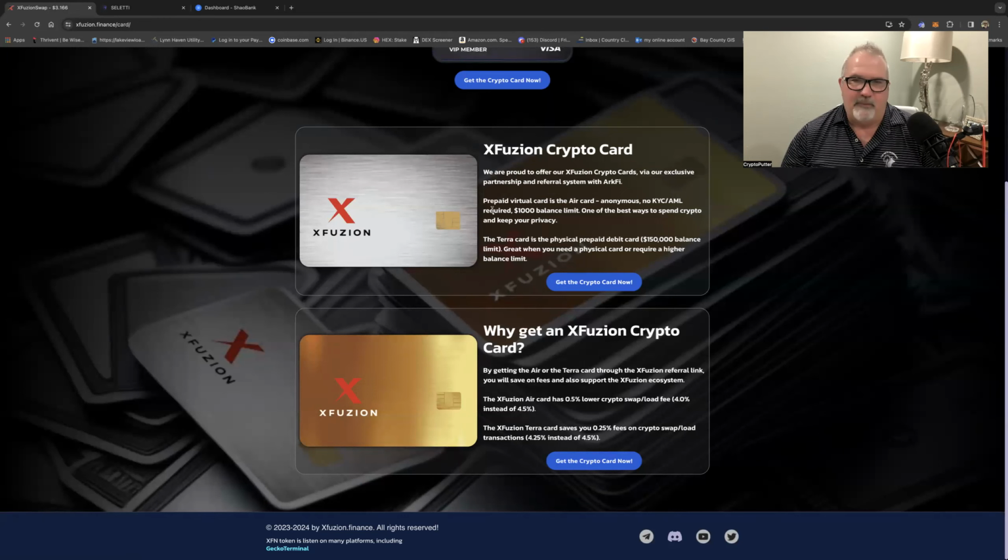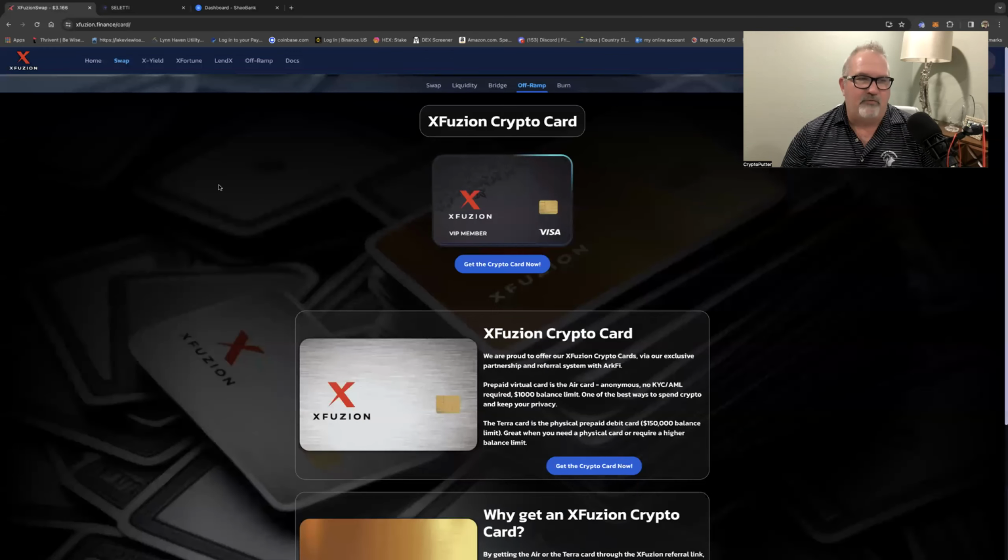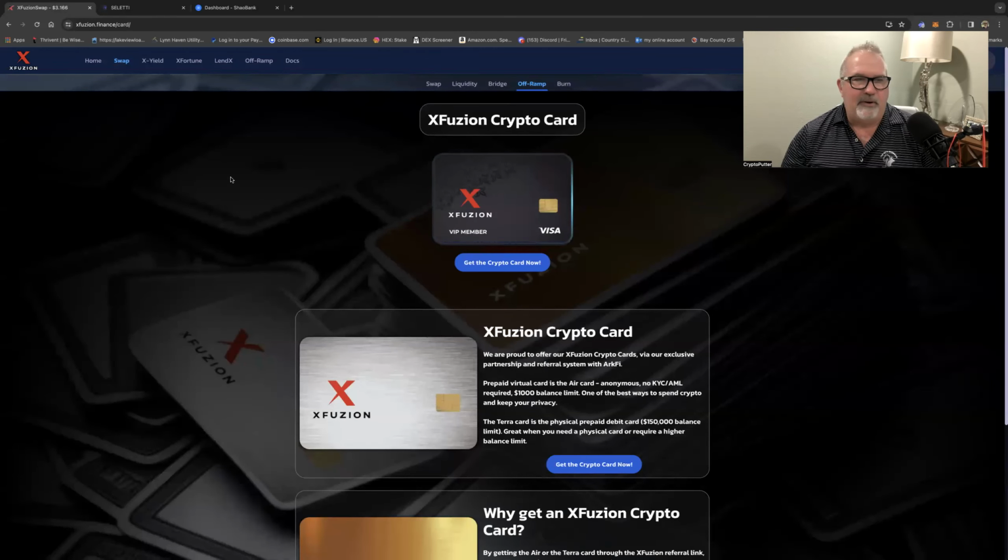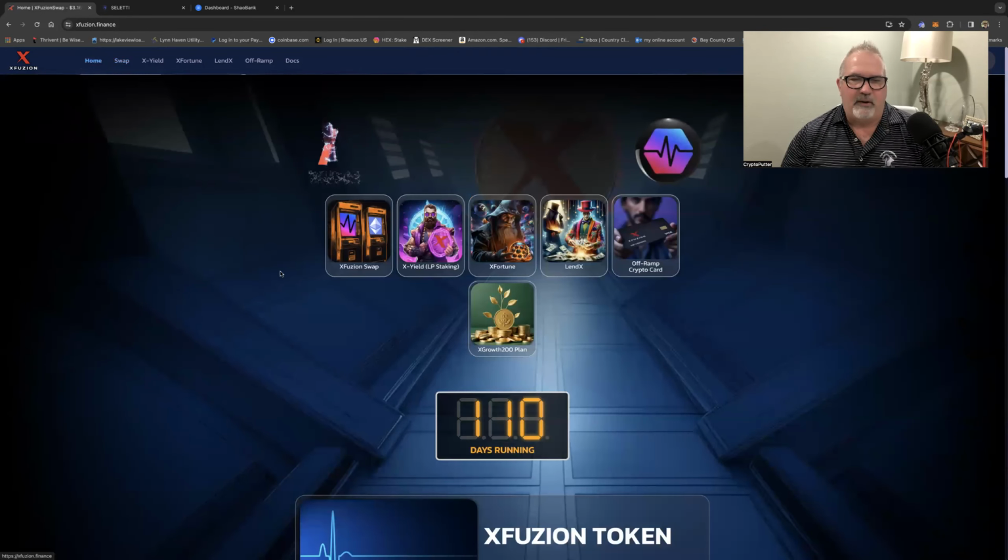And there's all kinds of information in here for it. I'm going to leave my link in here for XFuzion. And you can come in here and do everything right through here if you want. But going back to the home page on it. So here you got the swap.